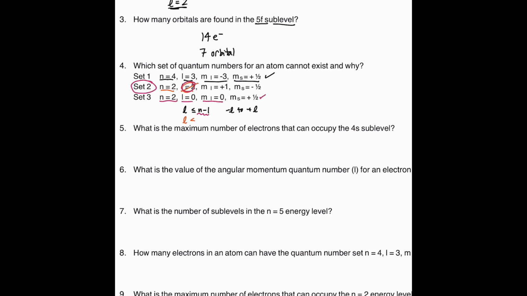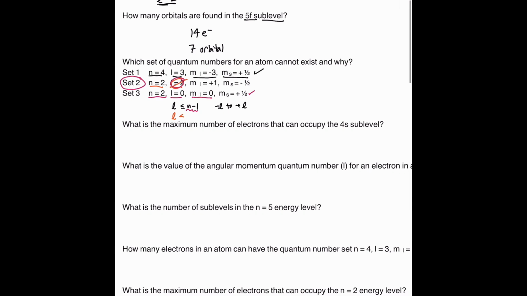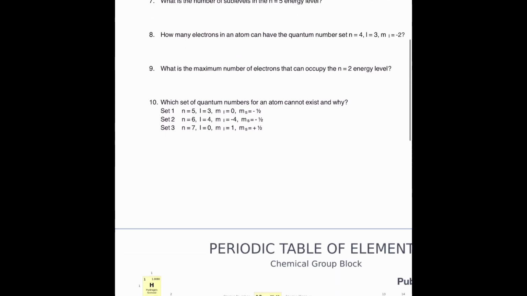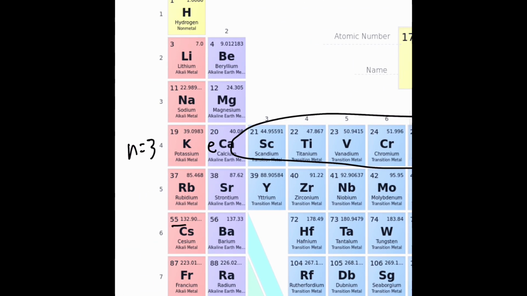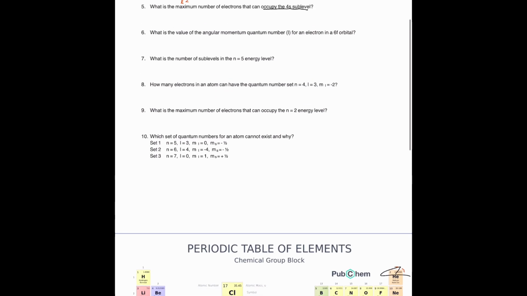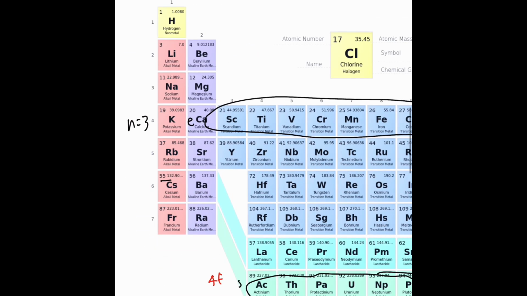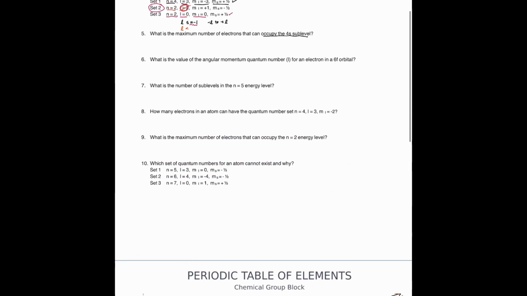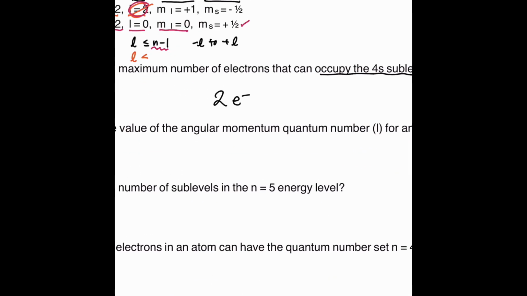All right, next question. What is the maximum number of electrons that can occupy the 4s sublevel? It tells us exactly which energy level and which sublevel we're at. We are at the 4s, so we are right here, because this n equals 3 corresponded to our D, but we're really at n equals 4 for our S. And that is 1 orbital, so it is going to be 2 electrons.